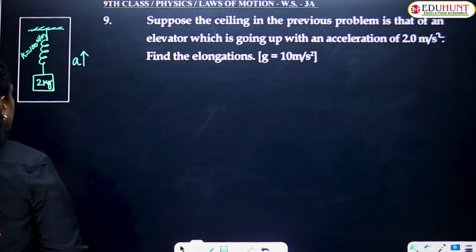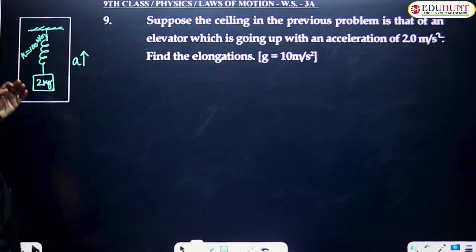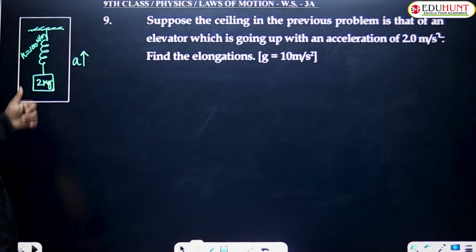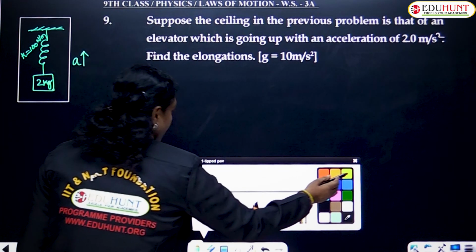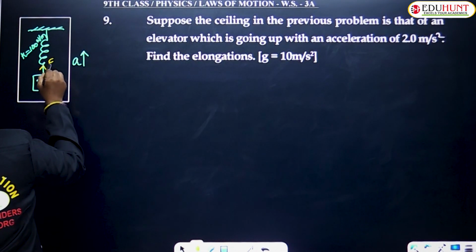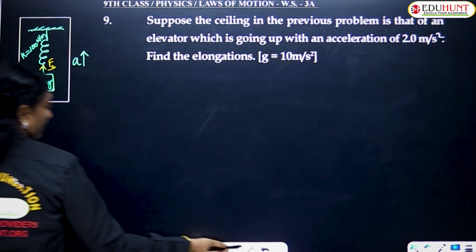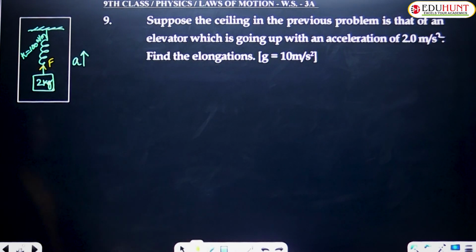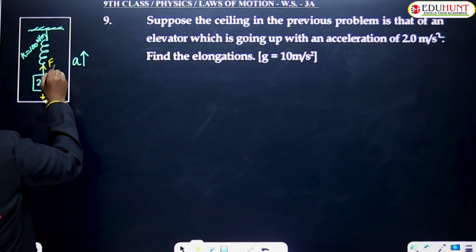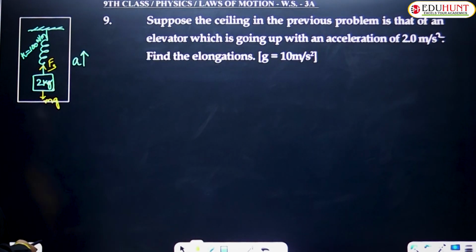Newton per meter. So clearly, as the elevator is moving upwards, the upward force is greater than the downward force, and let us try to identify the two forces acting. What is the upward force, children? The upward force is nothing but the spring force, taken as Fs or simply F, and the downward force is the weight of the body, mg.